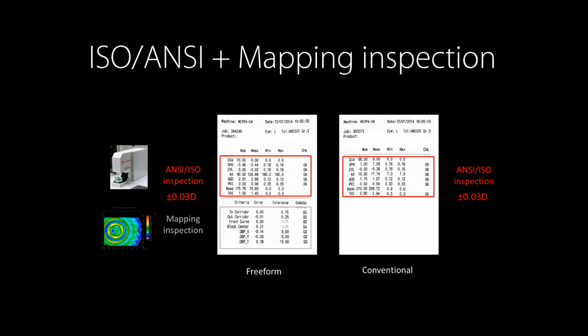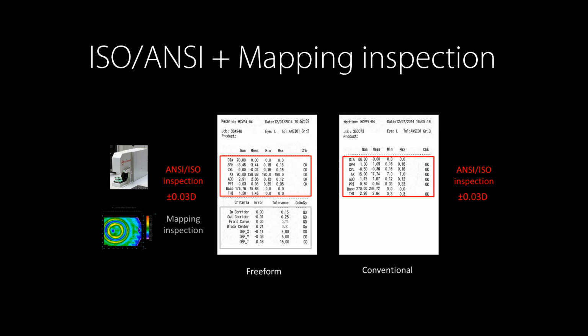This inspection is used for freeform and conventional lenses, and it is accurate within 1/300 of a diopter. For freeform lenses, we go even further and provide a mapping inspection to make sure that the design was replicated correctly. And it can definitely include the GMC criteria among others.